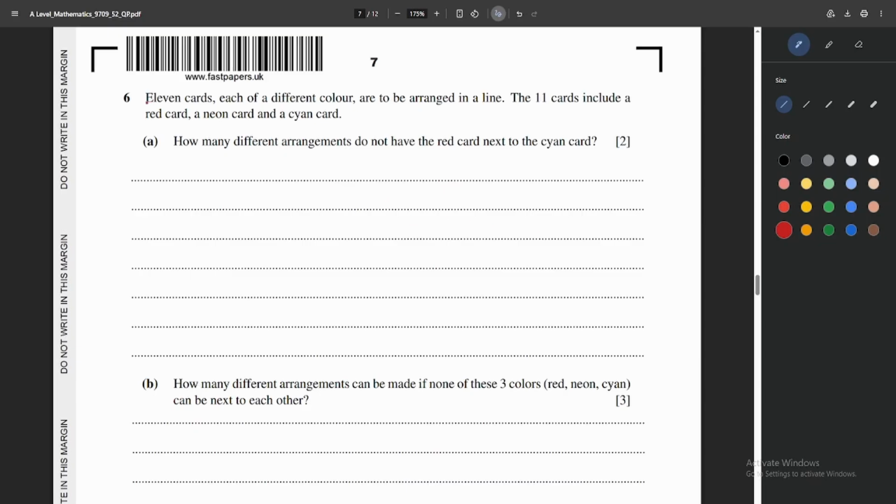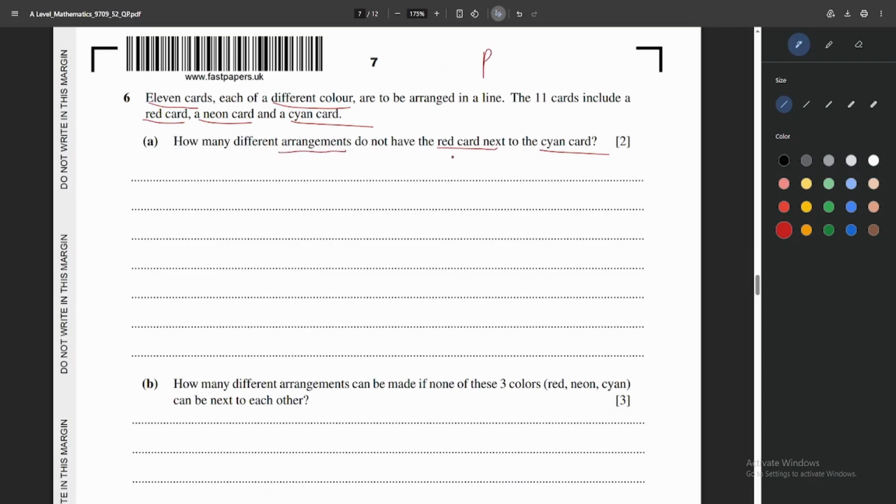So first question, we have 11 cars, each of a different color, to be arranged in a line. The 11 cars include a red car, a neon car, and a cyan car. How many different arrangements do not have the red car next to the cyan car? So this one's pretty simple. It says arrangement, right? So it's a permutation question, not a combination question.